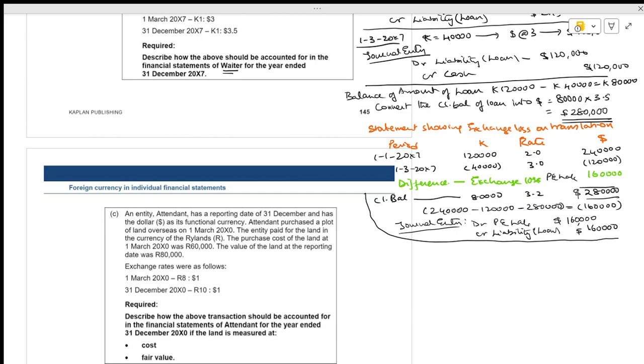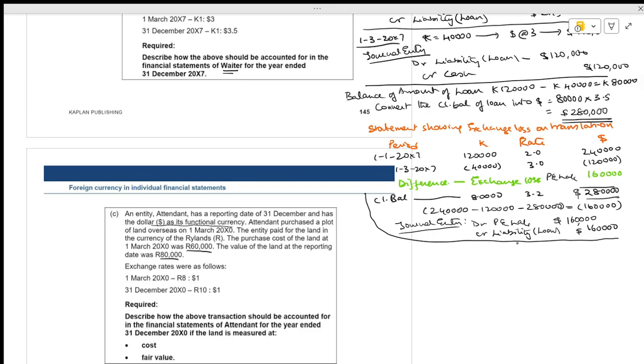An entity, Attendant, has a reporting date of 31st December and has the dollar as its functional currency. Attendant purchased a plot of land overseas. Land is non-monetary. Is it right? The entity paid for the land in the foreign currency. The purchase cost of the land is this much. Now, the value of the land at the reporting date is 80,000.